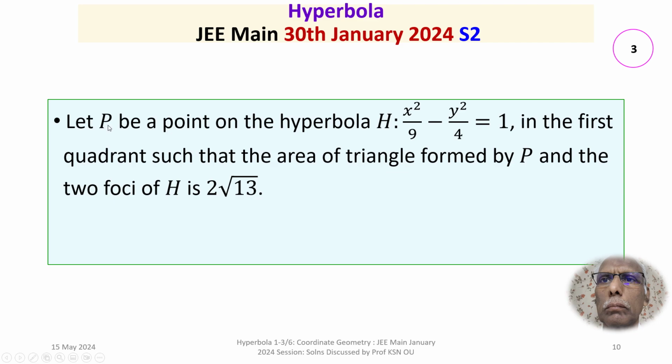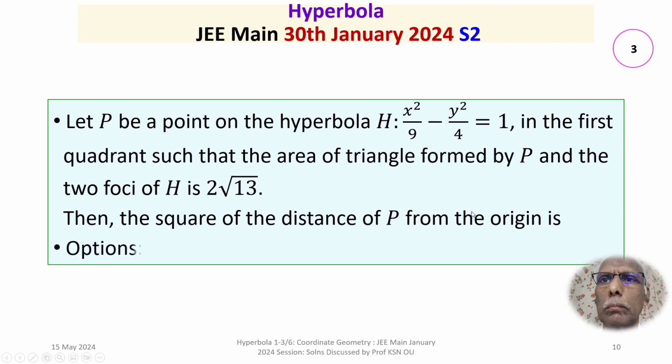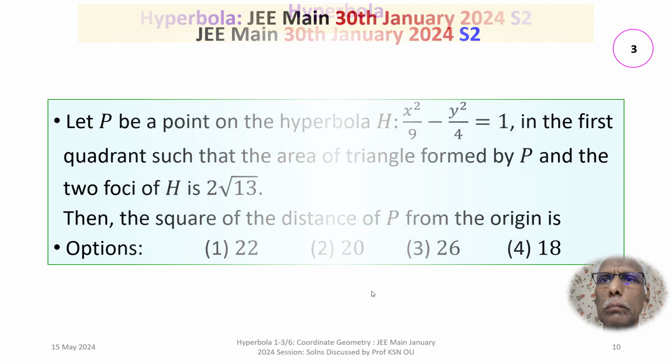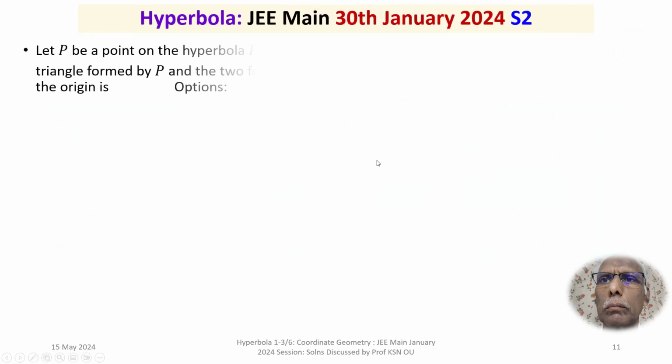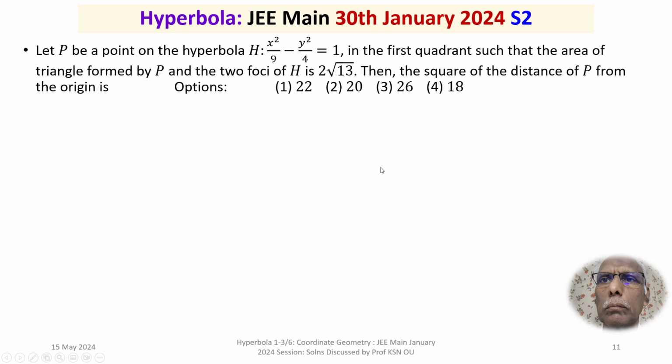So, it is given the area of the triangle formed by this point P on the hyperbola and the two foci of this hyperbola is given to be 2 times under the square root of 13. Then the square of the distance of P from the origin is, so you have to obtain the square of the distance of this point P from the origin, and we are given 4 options. Let's now discuss the solution of the problem in detail.